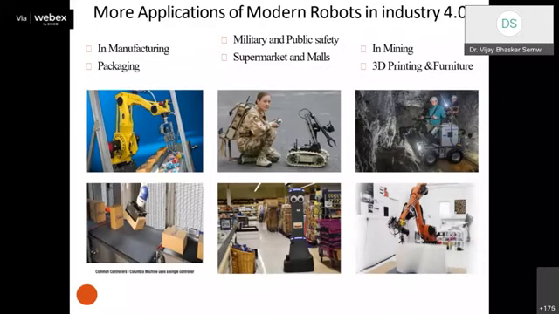Military and public safety: different safety aspects can also be performed by robots. Supermarket and mall, where there is no requirement of humans. Automatically, with the help of barcodes and other devices, you can select the product. Based on this, the price will automatically be deducted from your account. No need to pay any cash or anything.